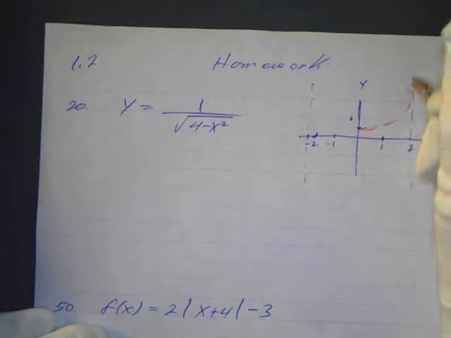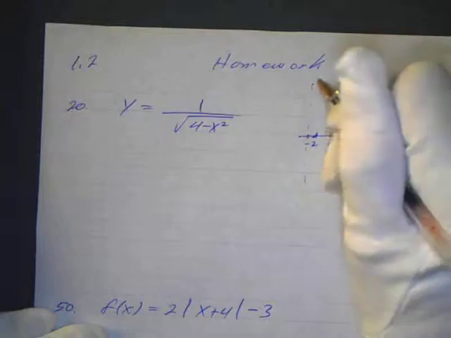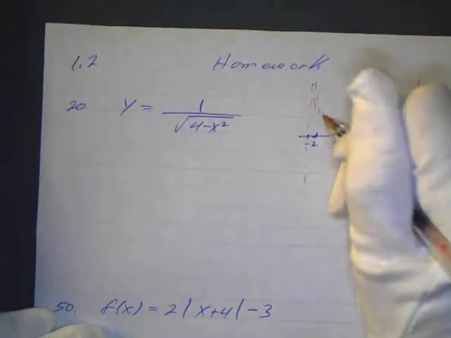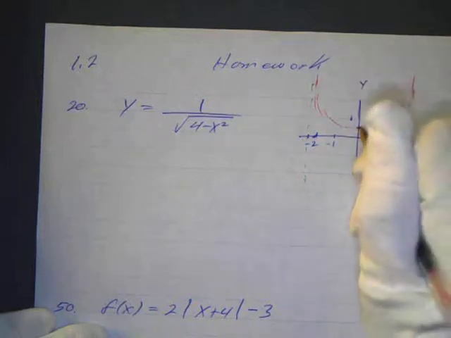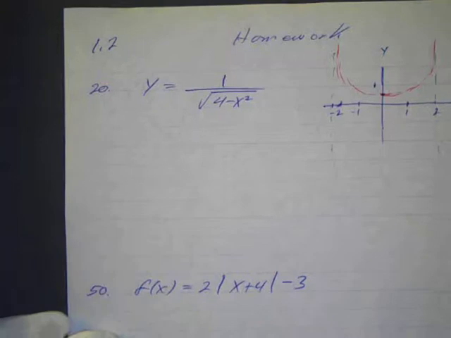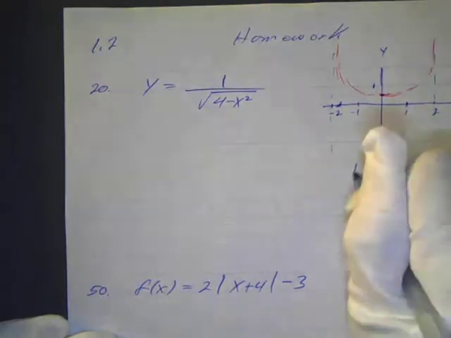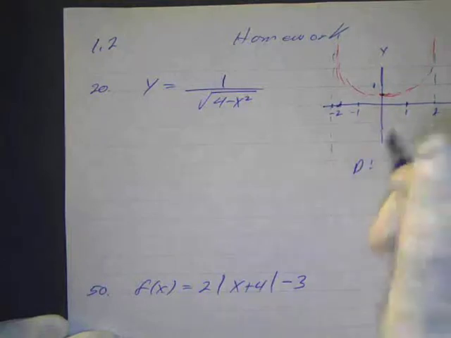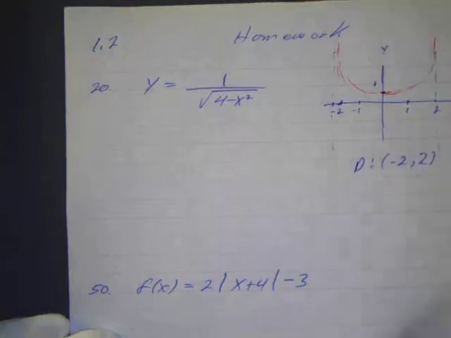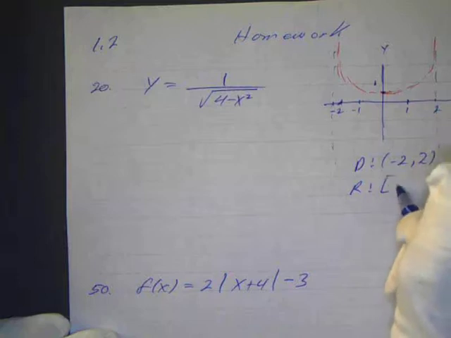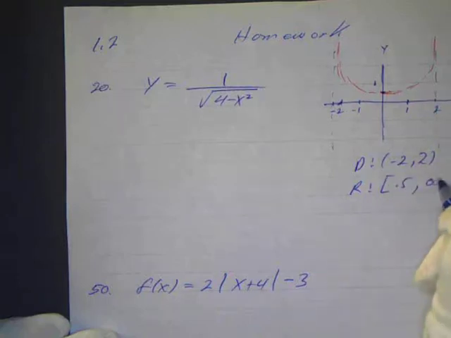And it looks like it's going to be asymptotic, so it looks like it's going to go up. We don't see that on the calculator, but it looks like that's what's happening. But it is equal to 0.5 at x equals 0. So it looks like my domain would be negative 2 to 2, but not equal. So that would be open. That would be my domain. And it looks like my range would go from 0.5, at 0 it's equal to 0.5, all the way up to infinity, because it goes all the way up there.